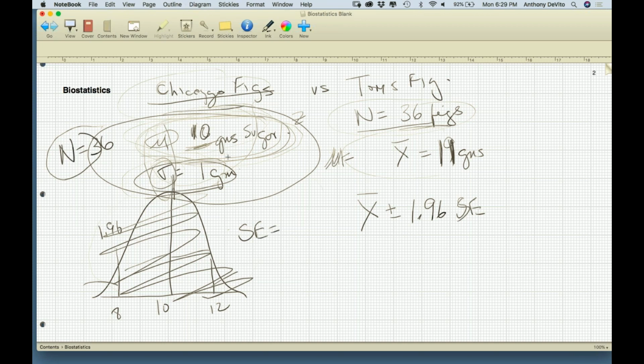Standard error is going to be equal to sigma, right? There's two ways I could get sigma here. One is by getting the standard deviation from my sample, which would mean maybe I have to use a t-test if my sample size wasn't big. Or I could assume that I know sigma is 1 gram. So I'm going to assume that I know it.